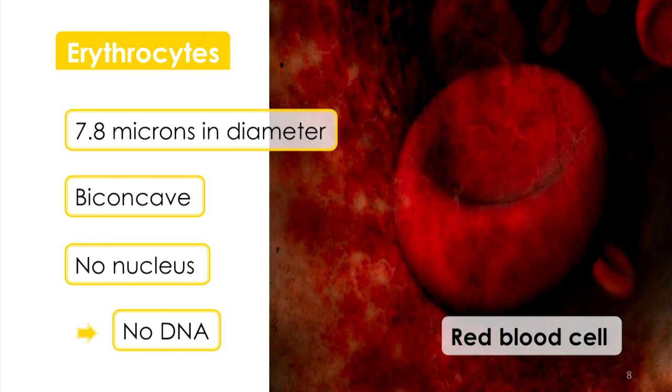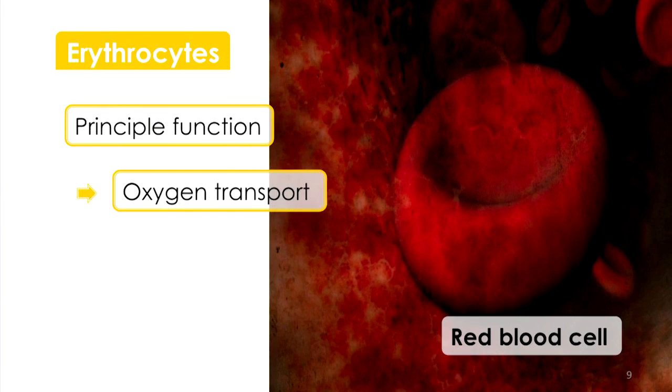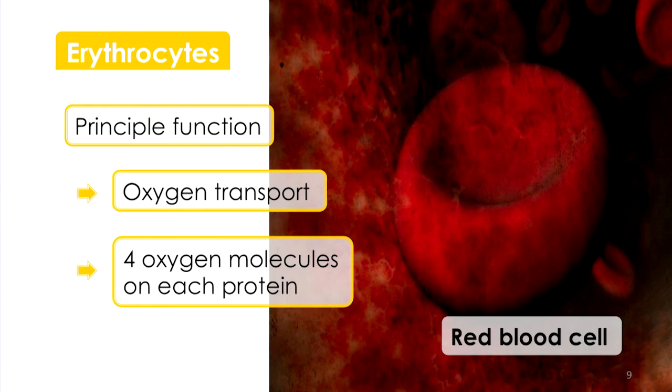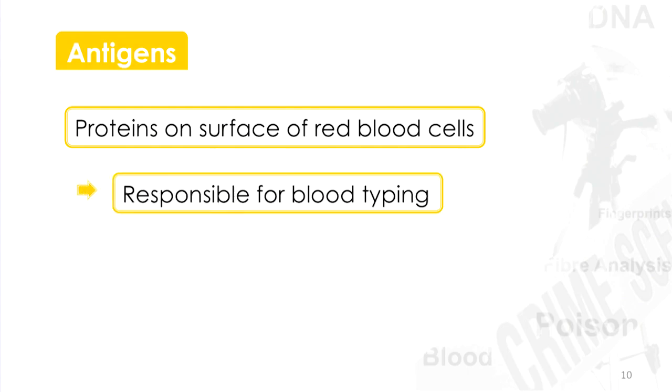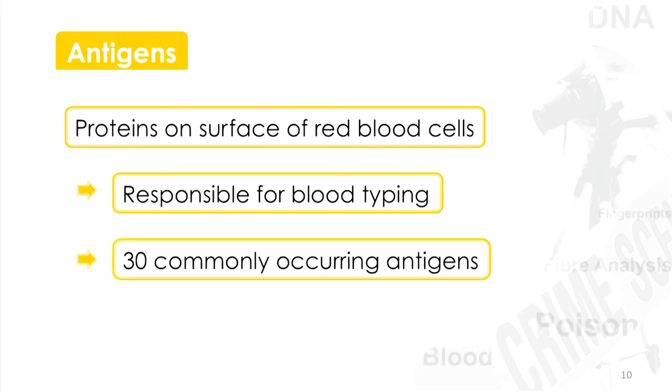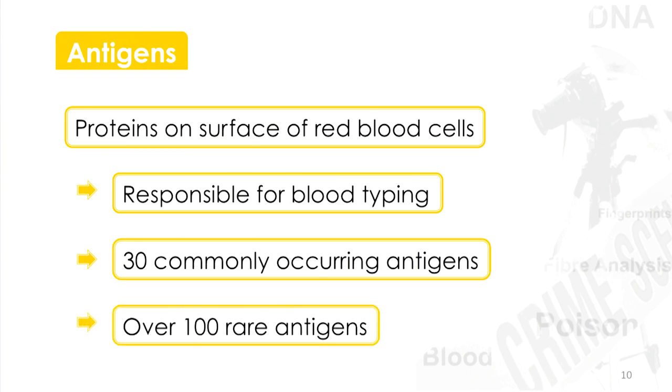As we mentioned, their principal function is transport of oxygen by binding of oxygen to the hemoglobin molecules that are present. On the surface of the red blood cells, there are some special proteins which are called antigens. And it's these antigens that are responsible for the phenomenon of blood typing. Now, there are many, many different kinds of these antigens. In fact, there are well over 100 if you include some of the rarer antigens as well. But a few of the antigens are much more common than the others, and it's these antigens that give us the ABO system of blood typing.